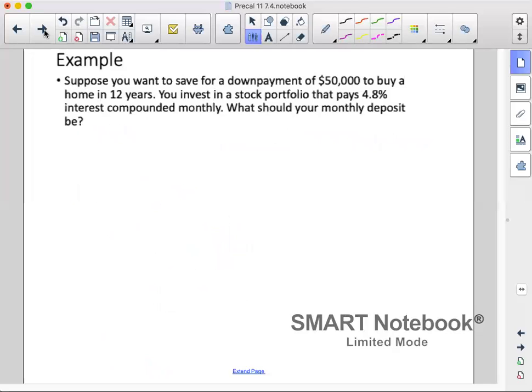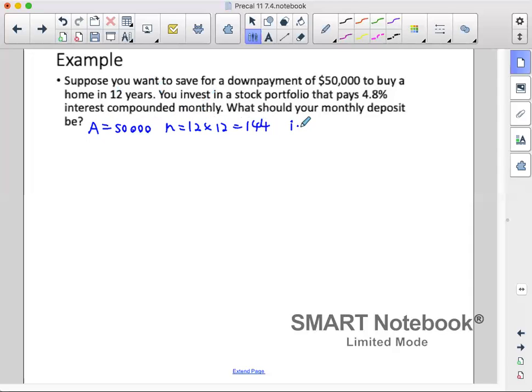Next example, suppose you want to save for a down payment of $50,000 to buy a home in 12 years, and you invest in a stock portfolio that pays 4.8% interest compounded monthly. What should your monthly deposit be? So we're going to solve for R in this case. So writing out what we have, our amount, which is 50,000. We have our N is 12 years compounded monthly, so 12 times 12, so 144.